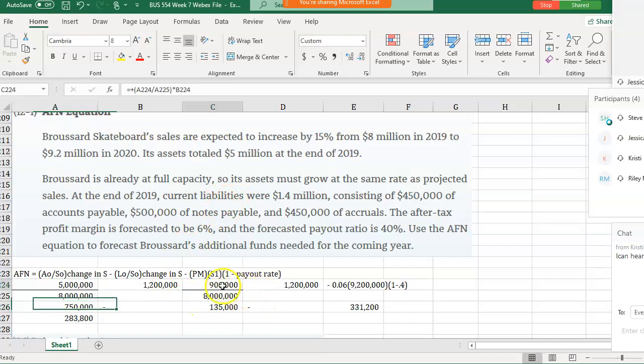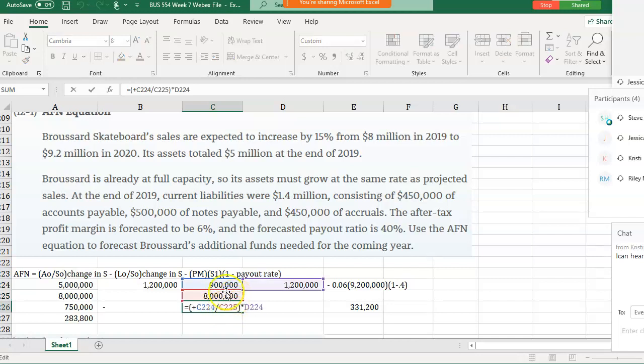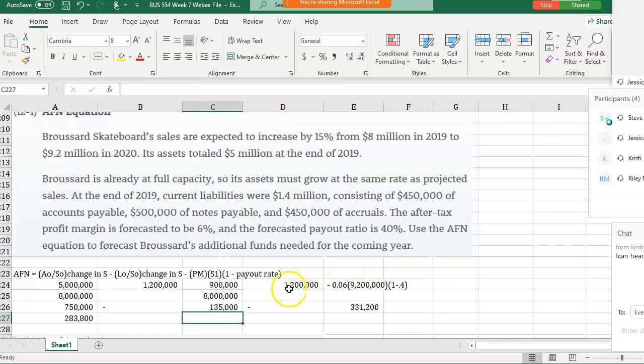Okay. I then subtract from that my spontaneous liabilities, which is the 450 plus the 450, that's my 900, divided by sales. And that formula here is then I multiply that by the change in sales again, 1.2 million. So basically I will have an increase in accruals and accounts payable of 135. That's kind of a sort of financing.